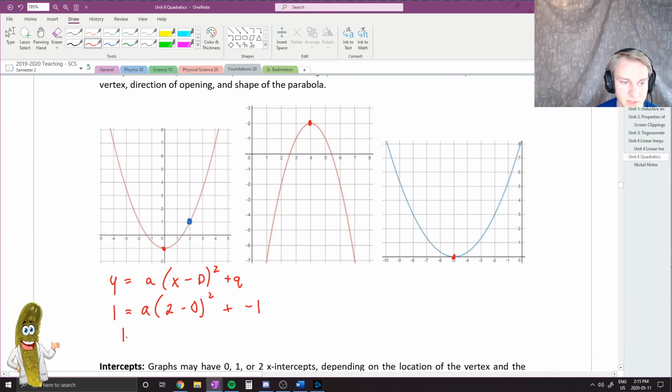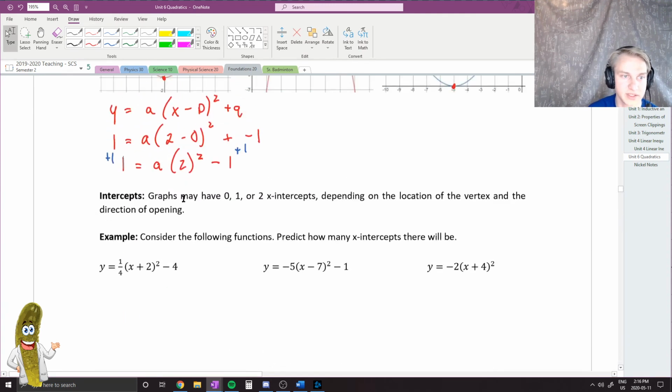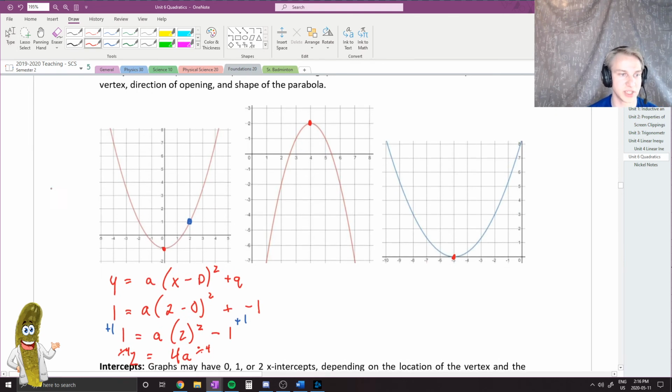So solving this, we have 1 is equal to a times 2 squared minus 1. I would add 1 to both sides to get the a times 2 squared by itself. We'd end up with 2 is equal to 4a. In this case, I would divide both sides by 4, and you'd end up with 1/2 is equal to a. So the final equation of this particular parabola would be y is equal to 1/2 times x squared minus 1, since p was 0, so we're just going to ignore that, like such.